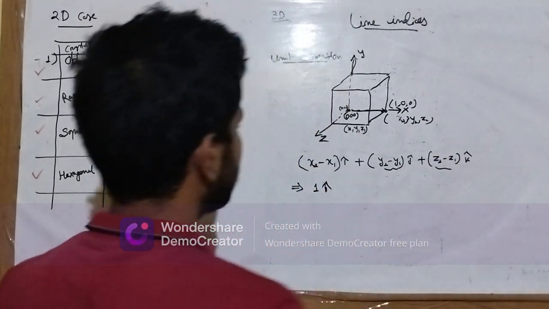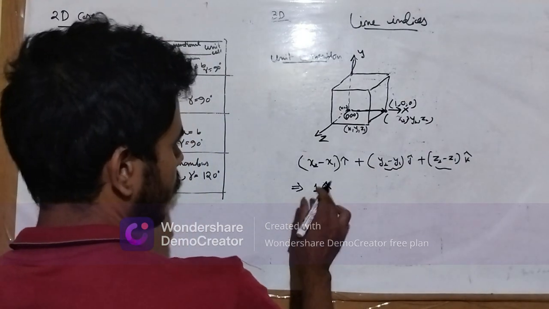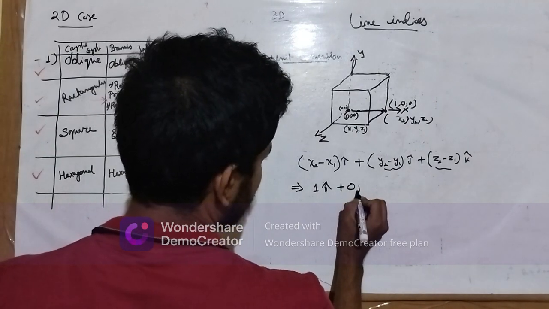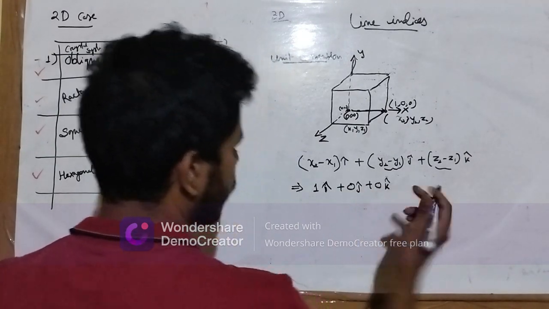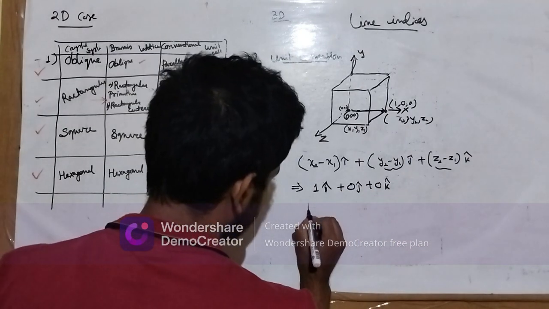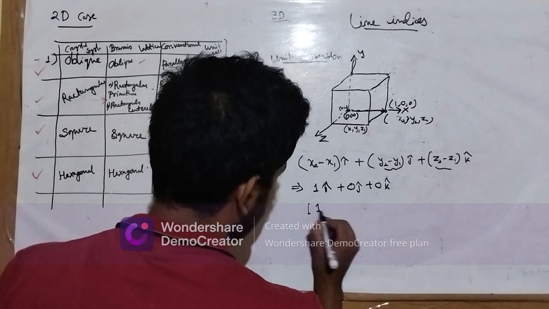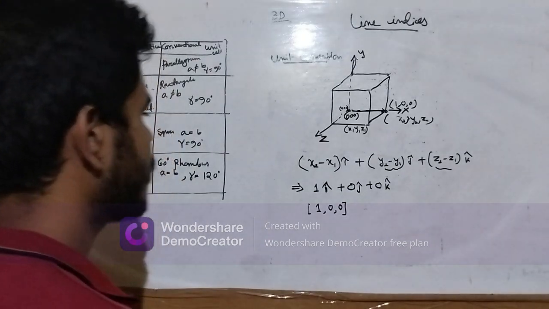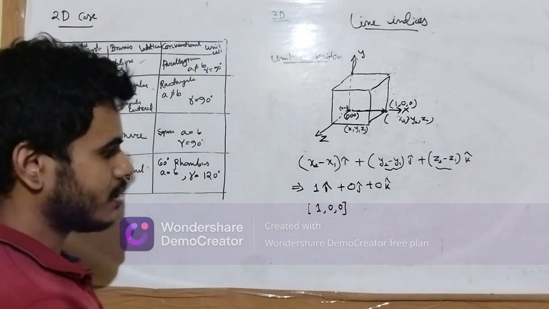So this will be the line indices for this case. This is the equation of the line, and what will be the line indices? Plus 0 j cap plus 0 k cap. So the line indices is [1 0 0]. This will be the line indices in this case. So we define line indices in this way.